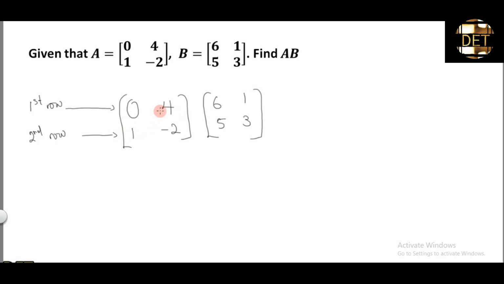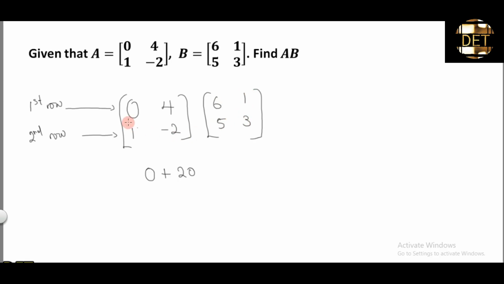I will use this first row to multiply the column of the second matrix, and then I will move to the second row. So this goes like this: 0 times 6 will give me 0. Plus 4 times 5 will give me 20. So the first member for the first member, second member for the second member. With that, I'm done with this first column.